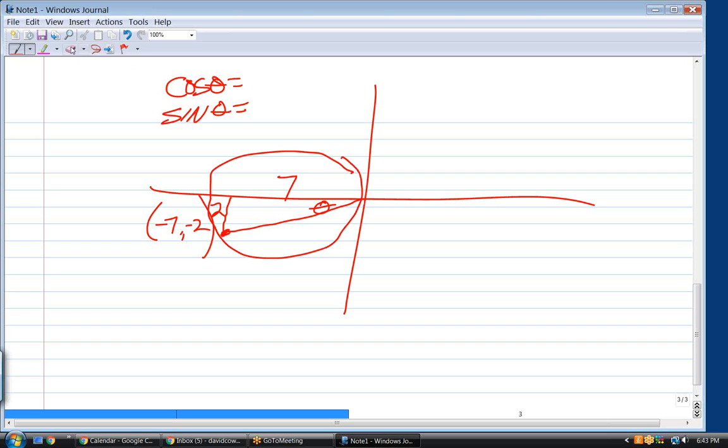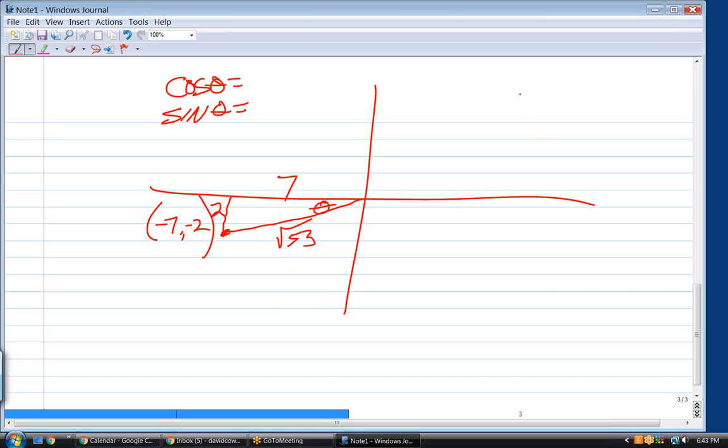Solve this triangle. So you square 2 and square 7, and so that's 4 and 49. And then you add that. 53. Yeah, you add it. And then take the square root of it.